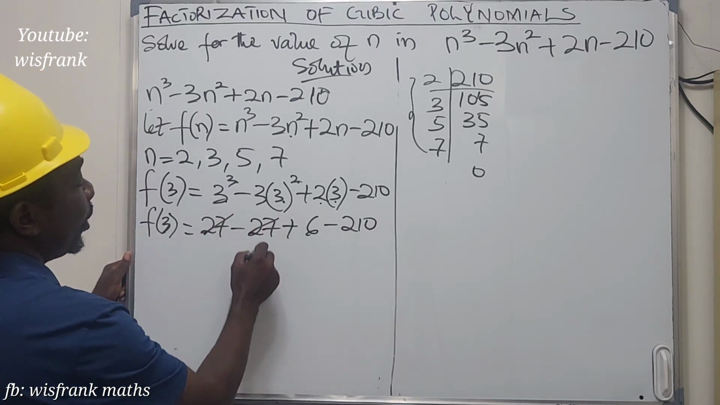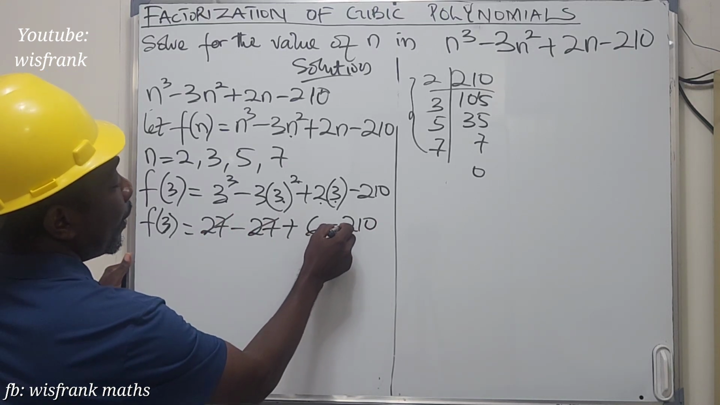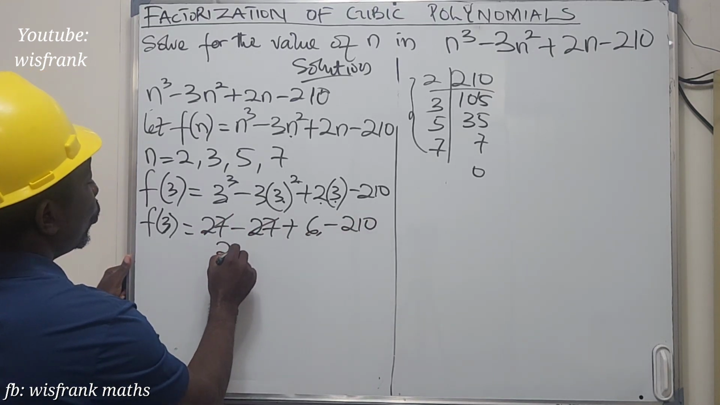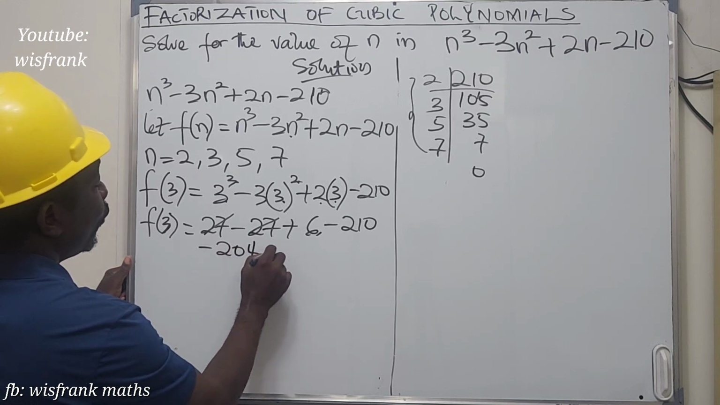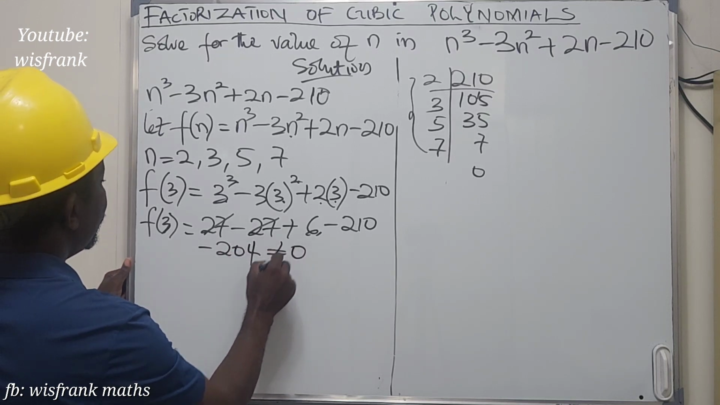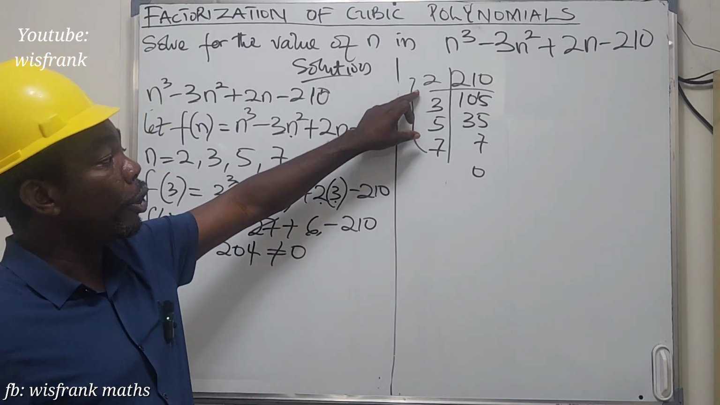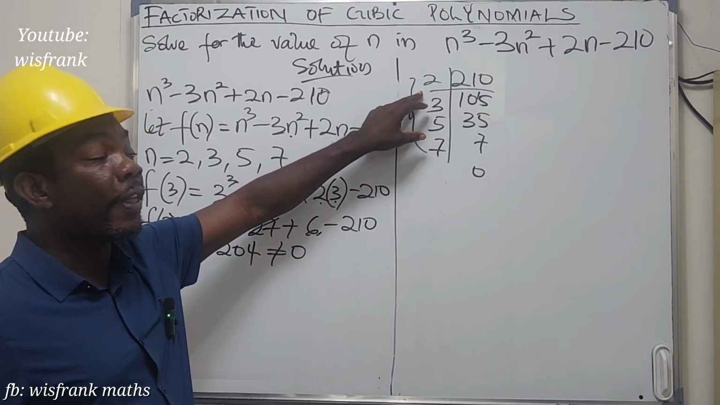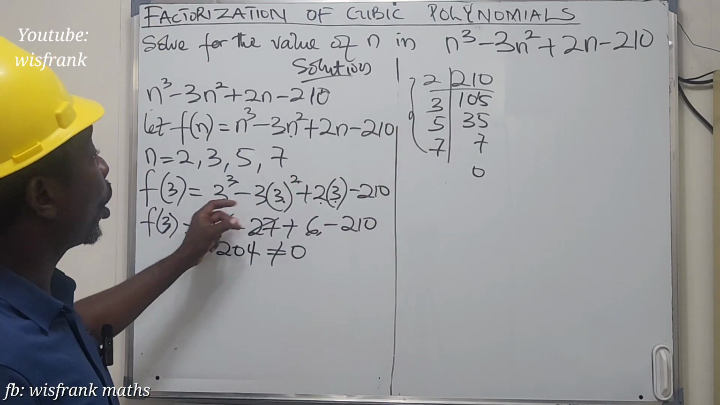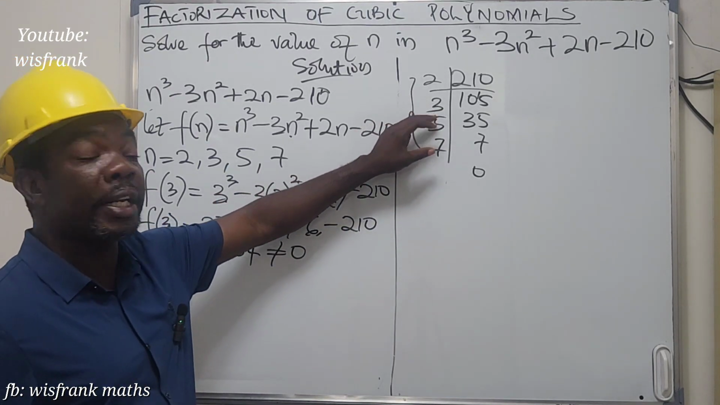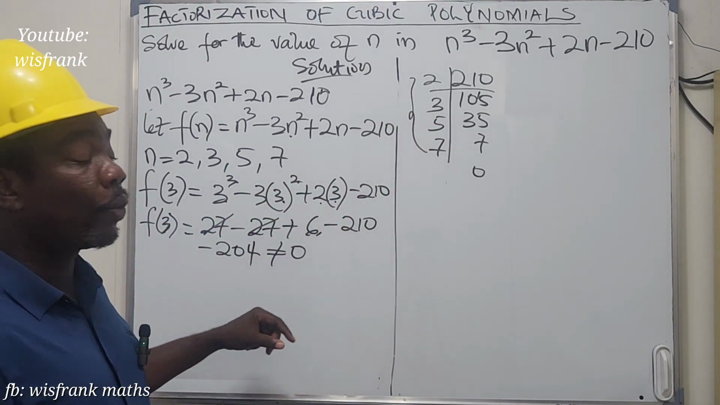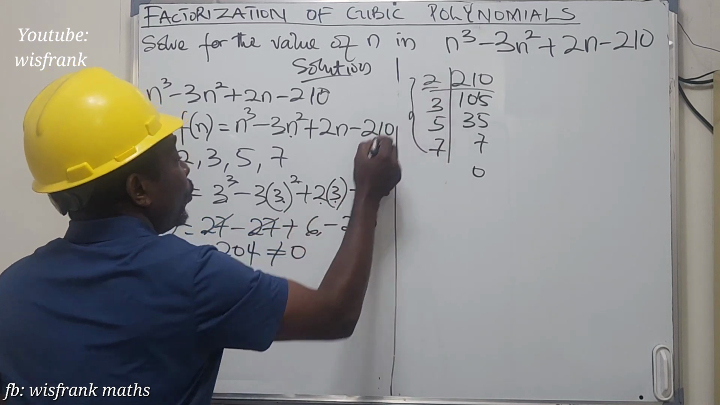So this one will cancel here. We have 6 minus 210, which is going to be minus 204. Minus 204 is not equal to 0. So in this case, the value of n from the factors of 210, which is 3, does not satisfy that equation. So now we are going to use 2.